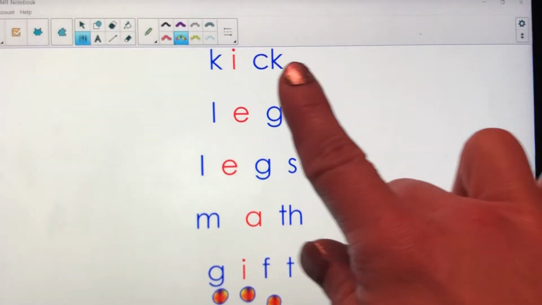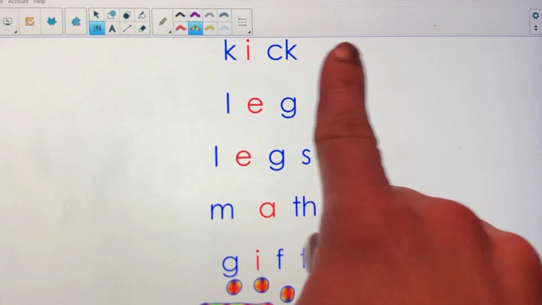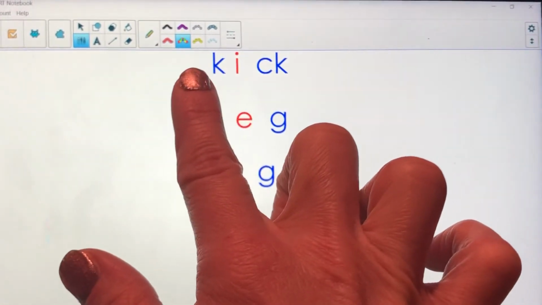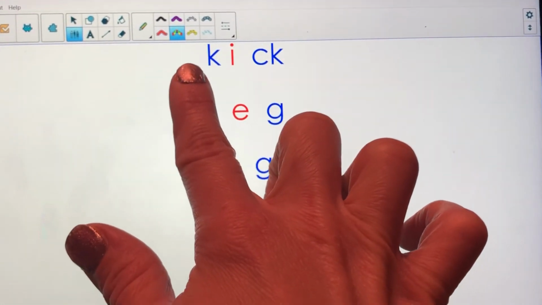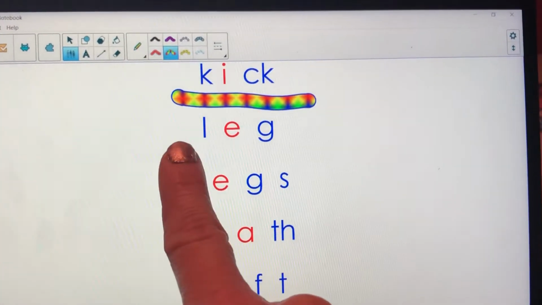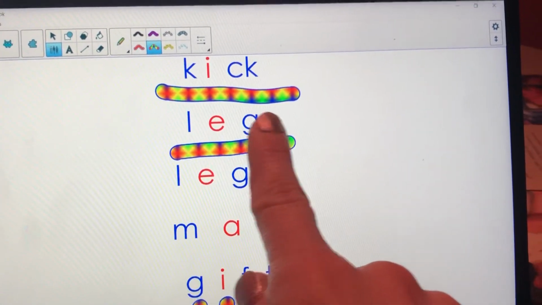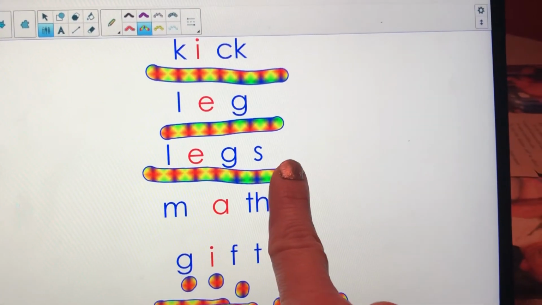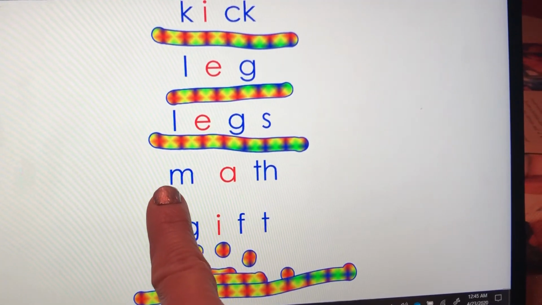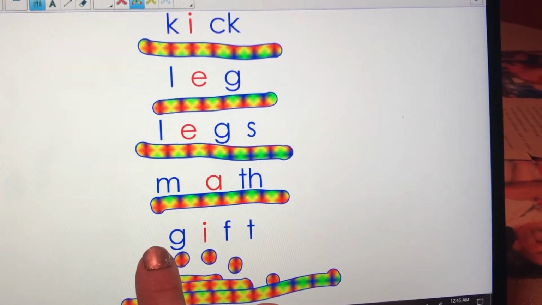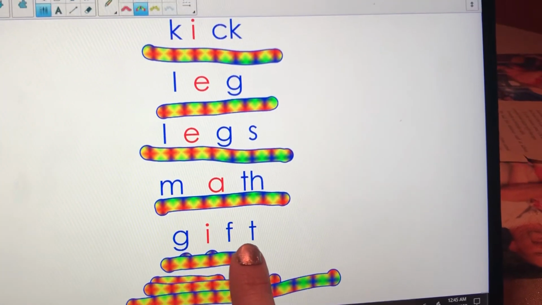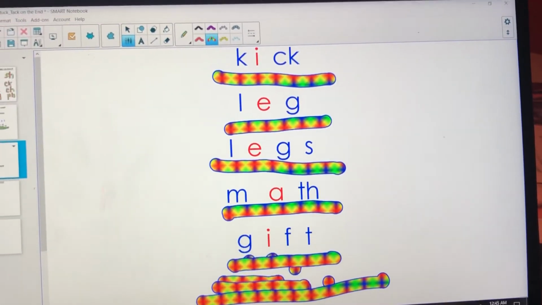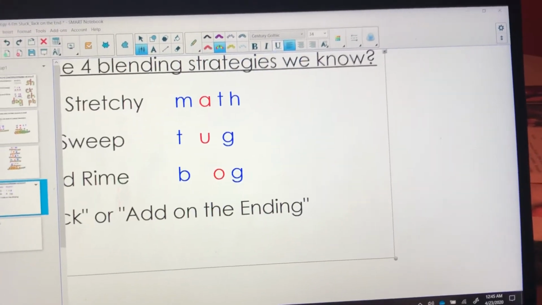Okay, let's see if we can go back and read all these words fast together. Ready? Let's just blend the whole thing. Let's see if you can remember them. Kick. Leg. With the ending, legs, math, and gift. Very good. So boys and girls, guess what?